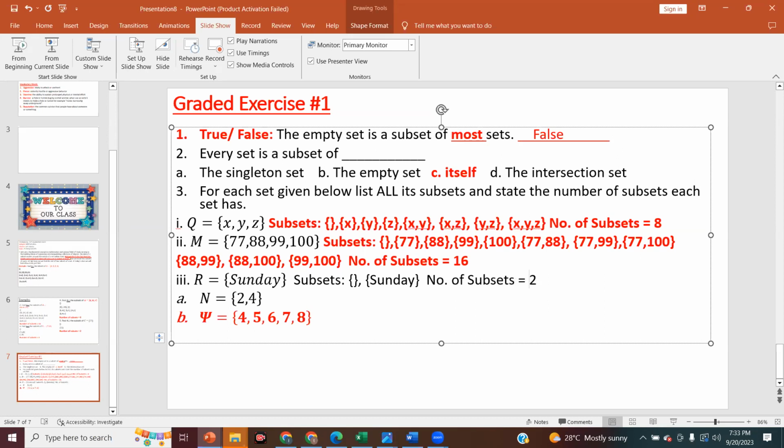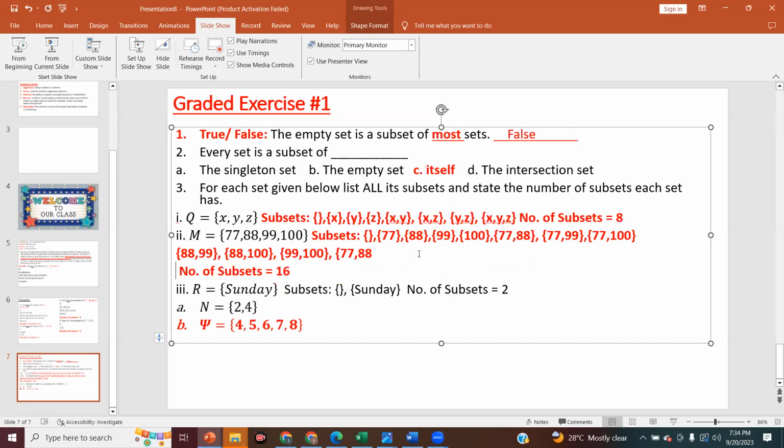Excuse me, Mr. Petit. For the II, that's not 16. You have 11 there. Yeah, you're right. I didn't do the 3s. Thank you. So 77, 88, 99. We did that. And then we need 77, 88, 100.